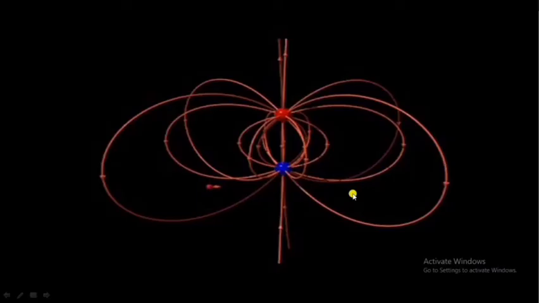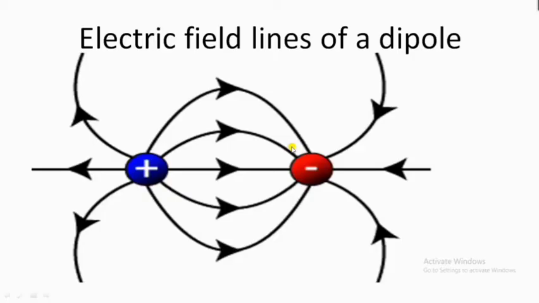So in 3 dimensions it will look like this. From all the points the electric field lines will come out of the positive and enter the negative. This is another picture in 3 dimensions, but you should not draw this. This is the diagram for a dipole, coming out of the positive and going to the negative.